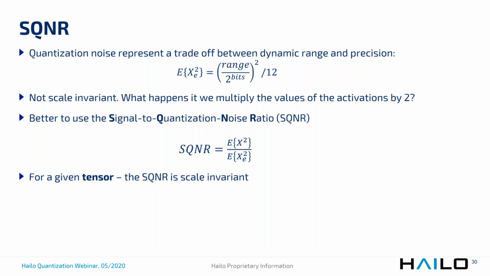So we want to use some sort of ratio, and the ratio we're going to use is the signal to quantization noise ratio, the SQNR, which is basically the ratio between the energy of the signal and the energy of the noise. For a given tensor, SQNR is scale invariant, so it's a good property to look at. We're going to try to increase the SQNR of the network in order to make it more robust to quantization.